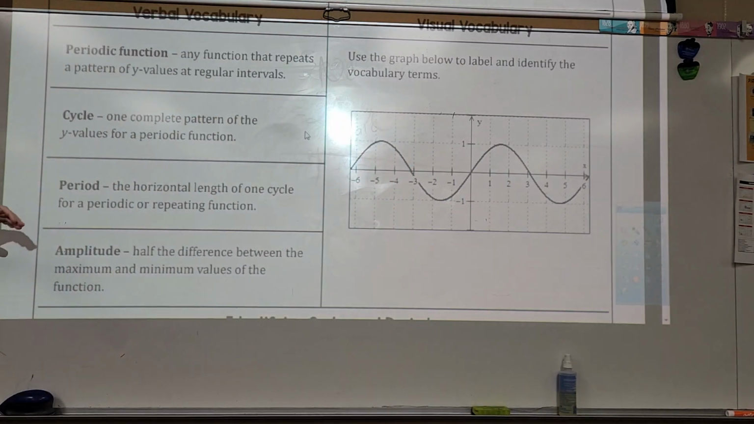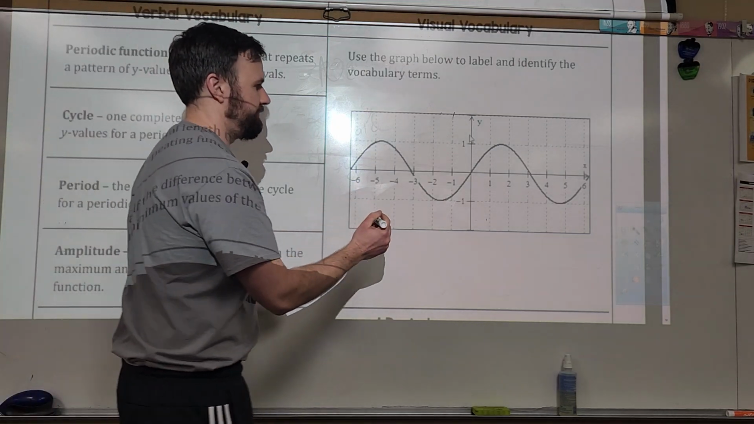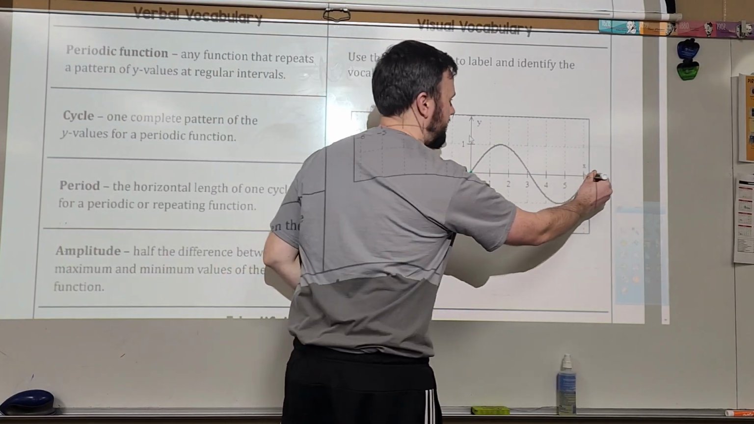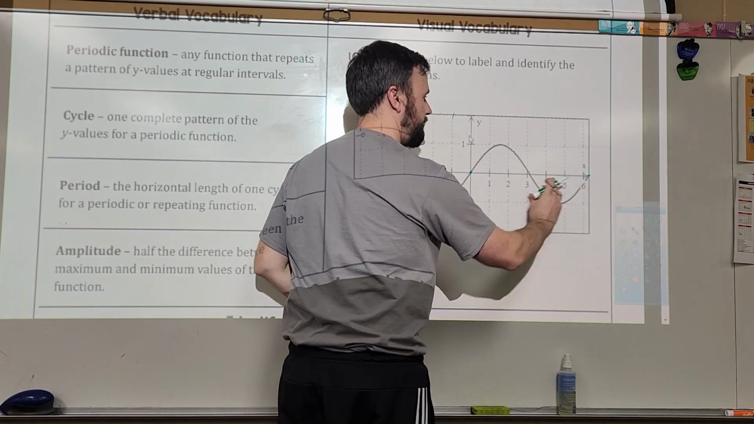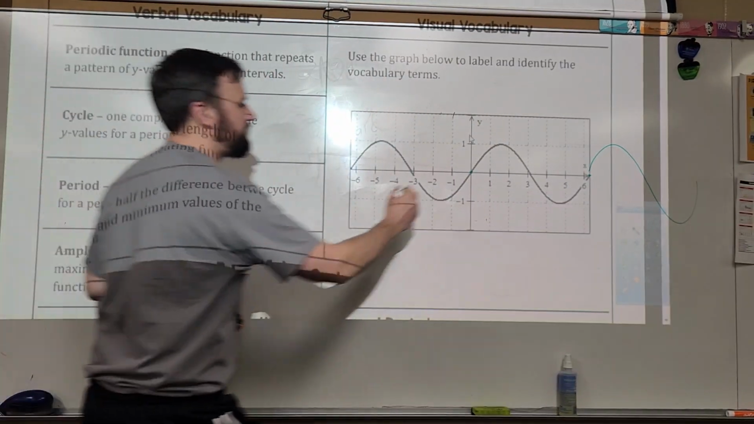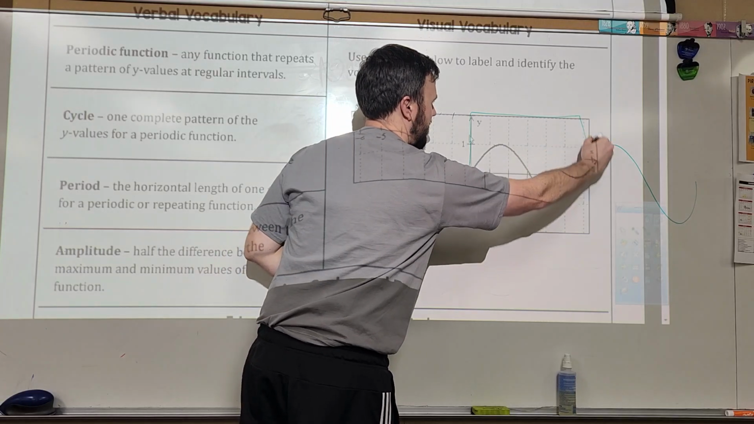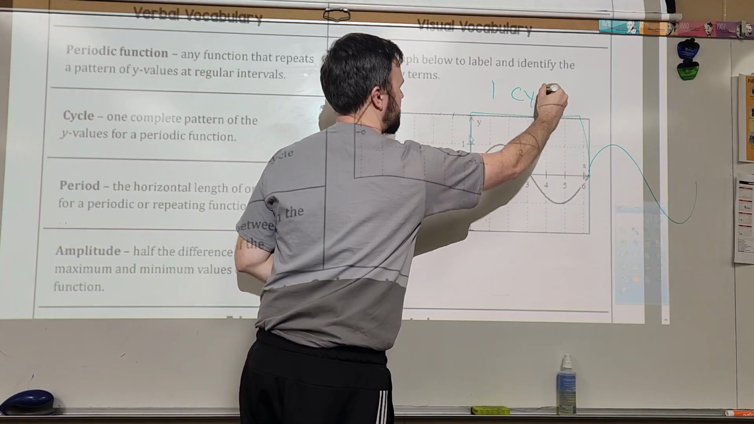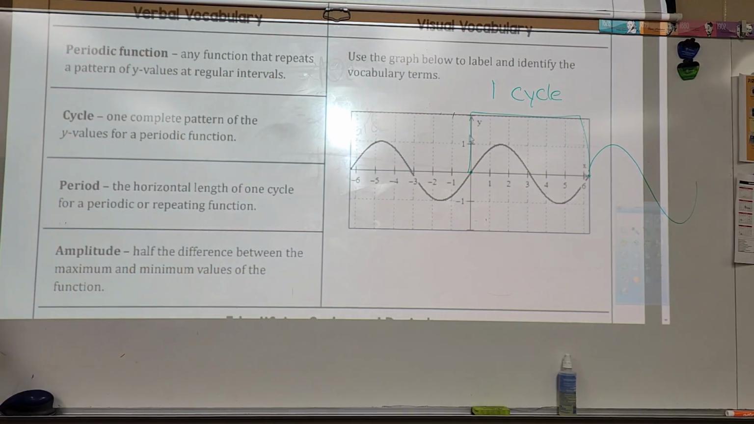All right. So, a periodic function is any function that repeats itself over and over again. A cycle is one complete pattern of it. So what I mean by that is, if I go from here to here, what happens after this? It repeats and does the same thing over again, right? So from here to here, we're going to call that one cycle. Does that make sense? That's one cycle.